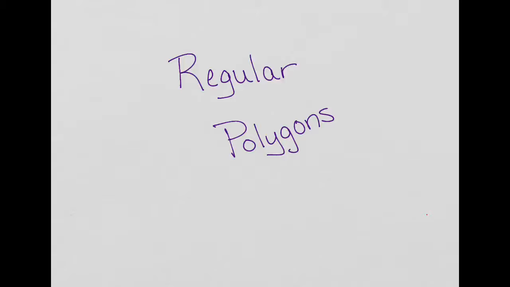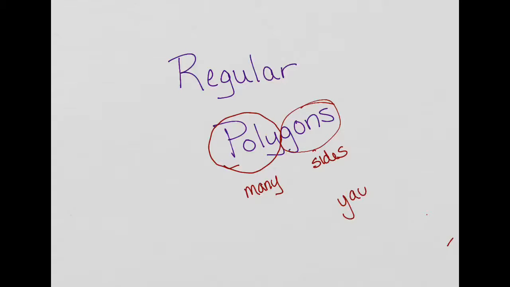Now remember, a polygon is a many-sided figure. So if you look at the word polygon, poly means many. Gons, you could think of as sides. So that's what we're going to be talking about today.